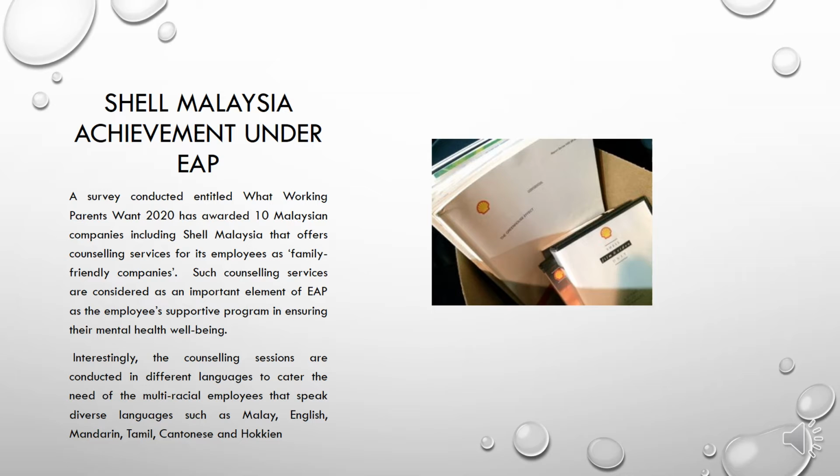So, what is the achievement of the EAP? In other words, are there any companies in Malaysia that have achieved something under the EAP program? Shell Malaysia is one of the companies that have achieved in terms of helping their employees through the EAP program. This can be proved as one survey conducted, entitled What Working Parents Want 2020, has awarded 10 Malaysian companies, including Shell Malaysia, that offer counseling services for their employees as family-friendly companies.